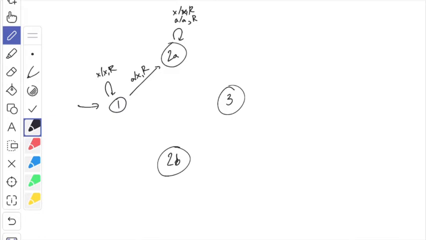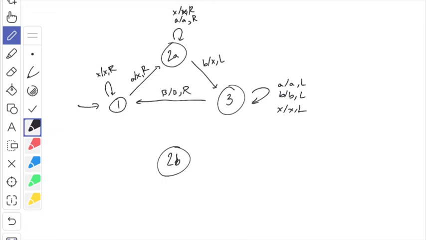And if I see a B, I mark it. BX. I might as well say L there because my next order of business is to go all the way back to the beginning of the string. In state 3, I'm moving to the left through everything. AAL, BBL, XXL. And then when I see a blank, I'm back at the beginning. Blank, blank, R.